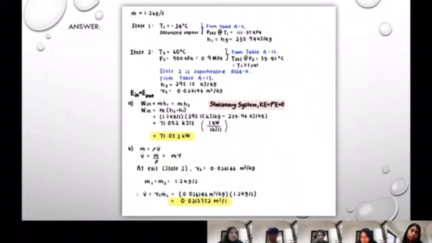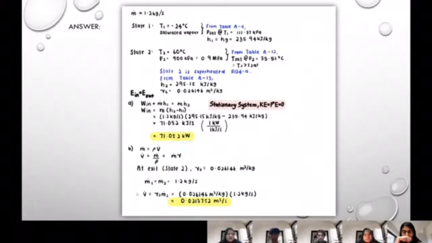Here we use energy in equals energy out: W_in plus m-dot times h1 equals m-dot times h2. We use this equation because it is a stationary system, so kinetic energy and potential energy are 0. We substitute all the values and we get 71.052 kW.